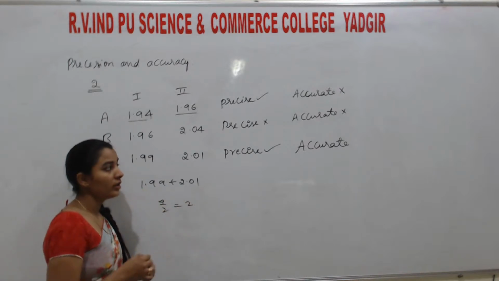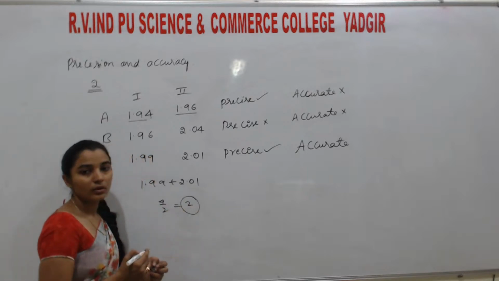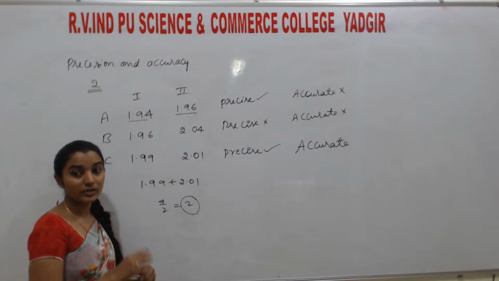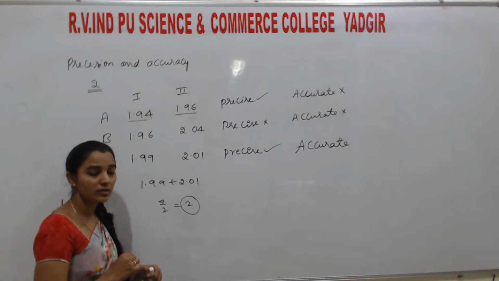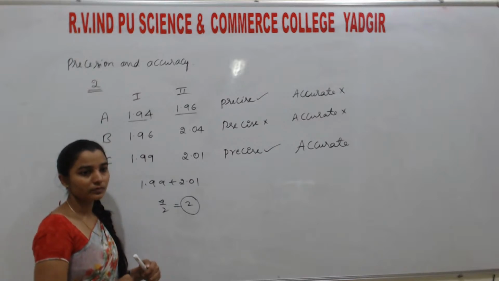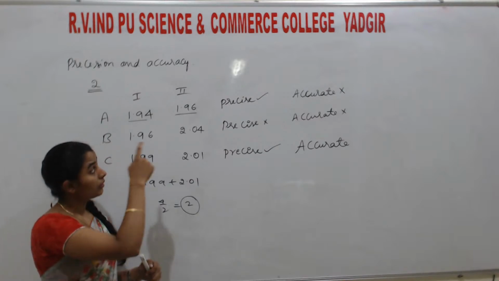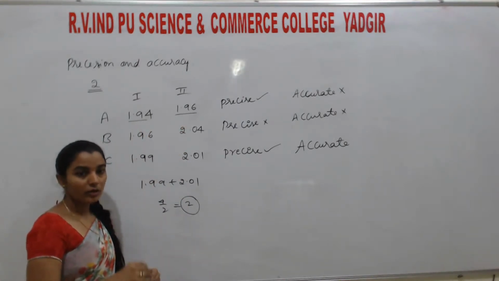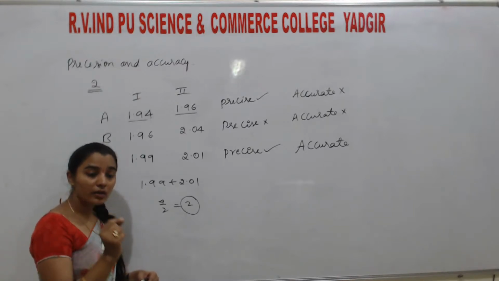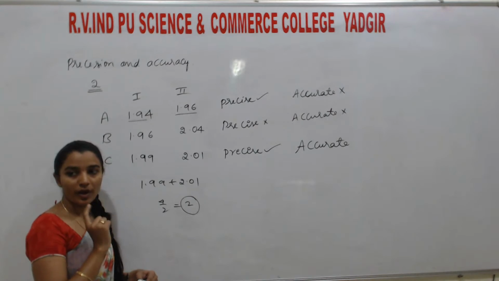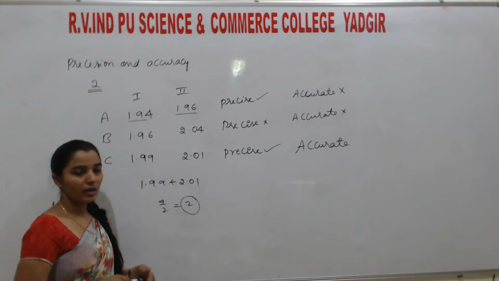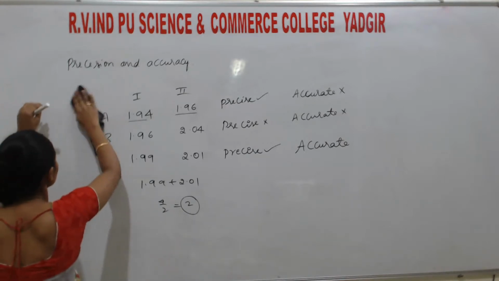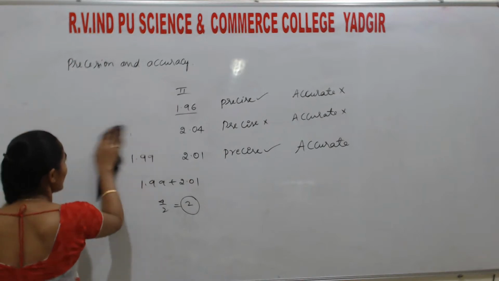So these values are in agreement with the true value. This is precision and accuracy. Precision means closeness of the respective readings with each other, not with the true value. Accuracy means the agreement of the value with the true value. Understood? So this is the example for accuracy and precision. Students, the next topic is significant figures.